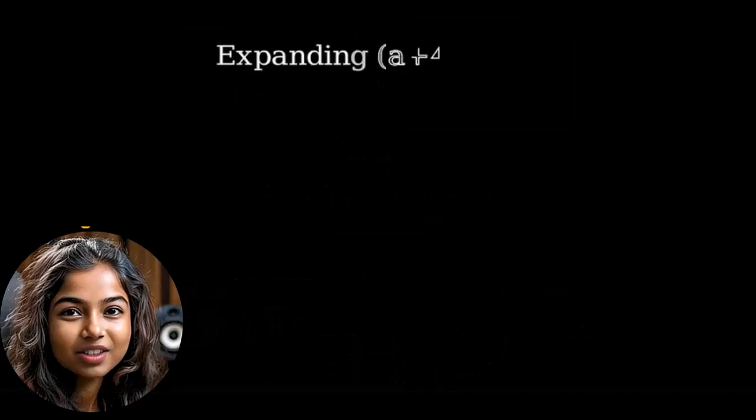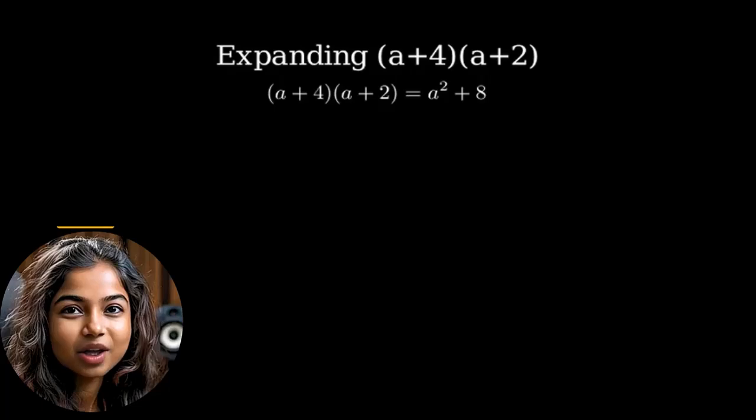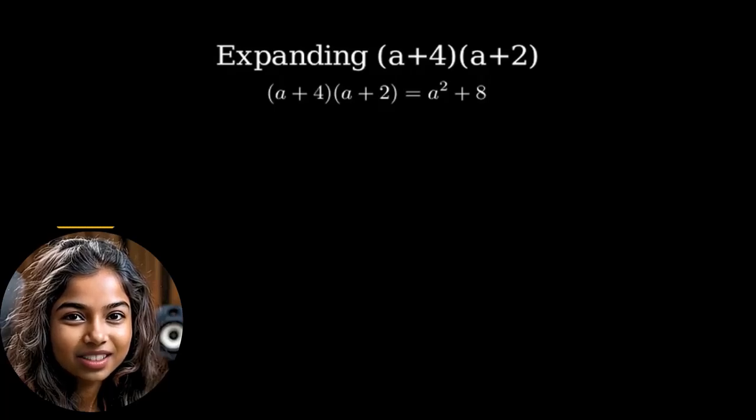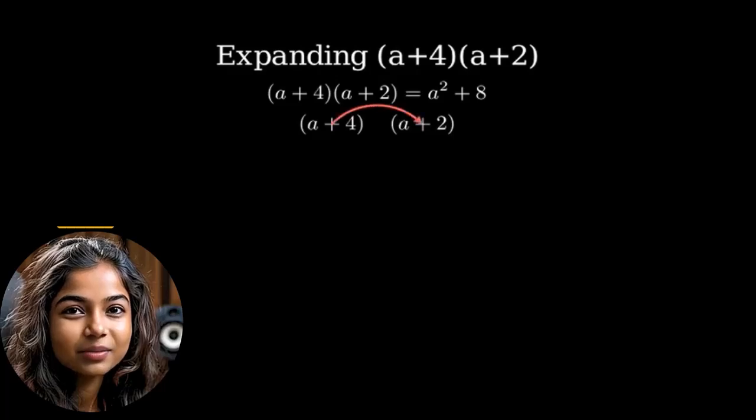Let's examine why the statement, a plus 4 times a plus 2 equals a squared plus 8 is incorrect. We'll do this by properly expanding the left side of the equation and comparing it to the right side. Let's start by using the FOIL method to expand the left side of the equation. FOIL stands for first, outer, inner, last, which helps us remember how to multiply two binomials together. Let's create a diagram to show how FOIL works.